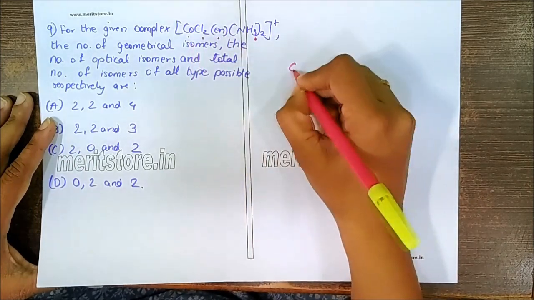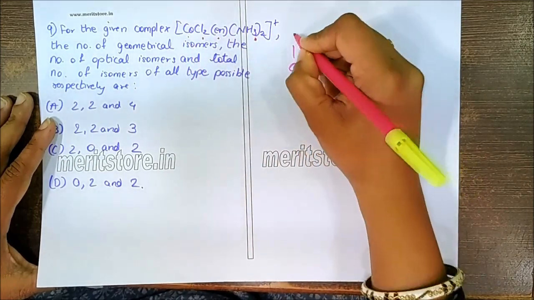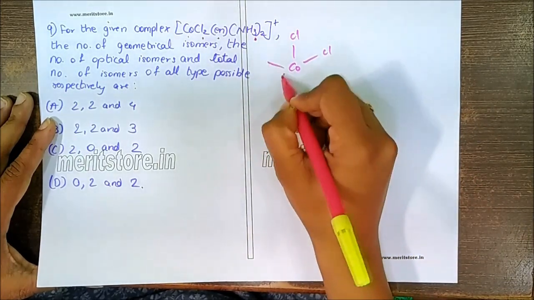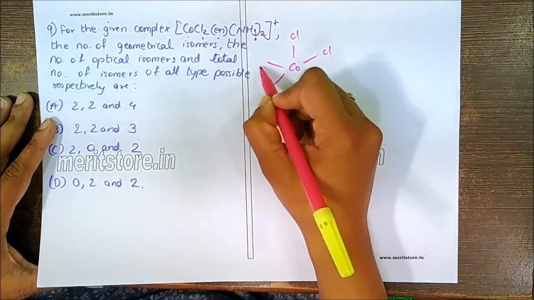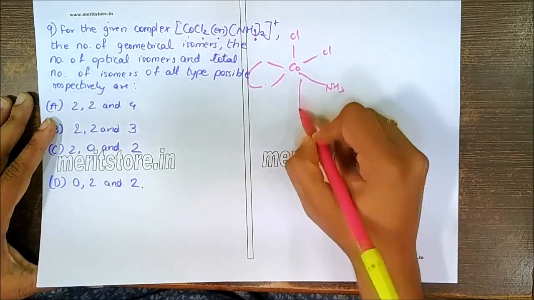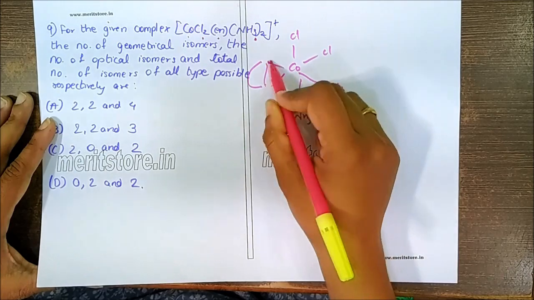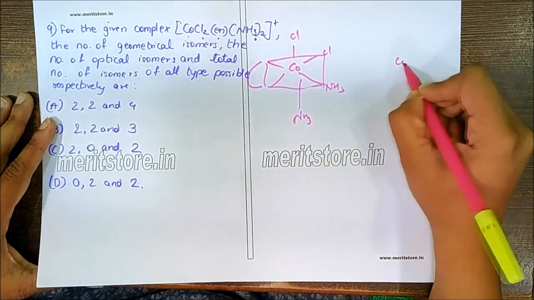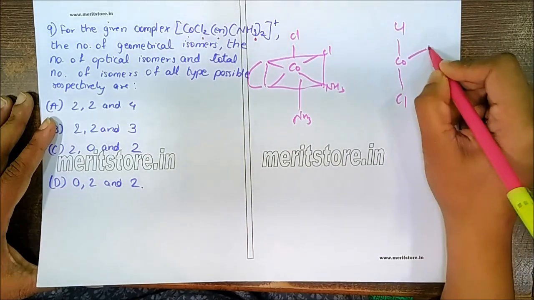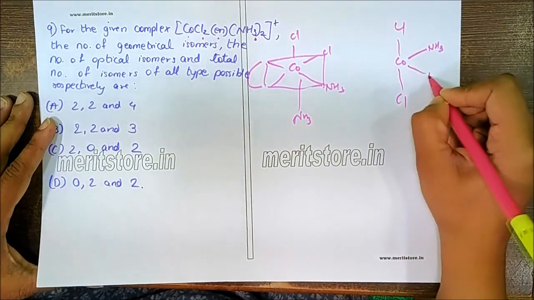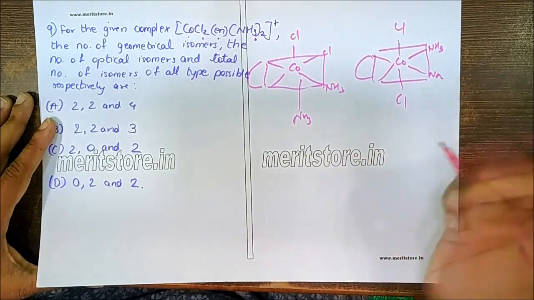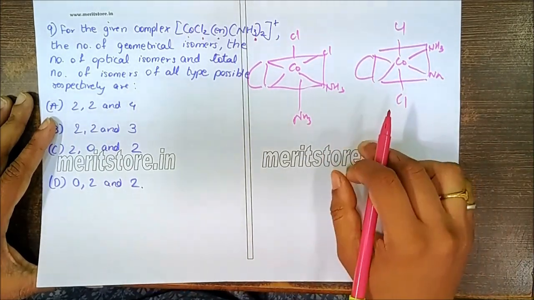This is coordination number 6. So we can attach chlorine like this, then en, that is ethylene diamine, will be like this, and ammonia will be like this. So it's kind of like a cis, or we can attach chlorine like this, and this is trans. So 2 geometrical isomers.